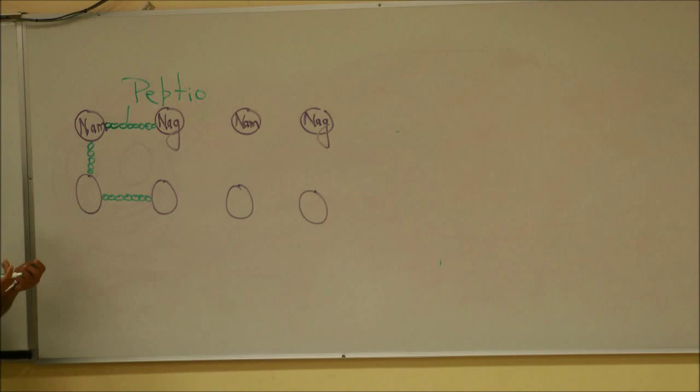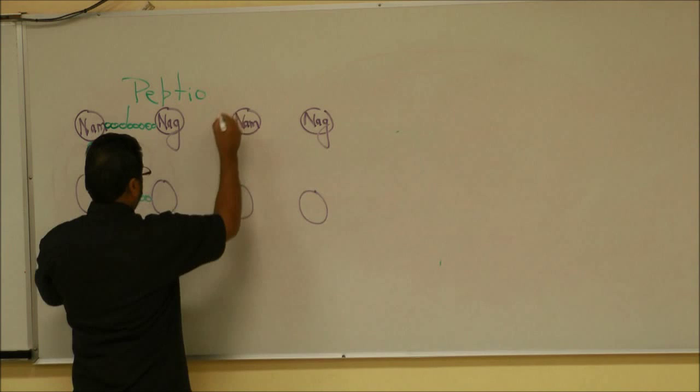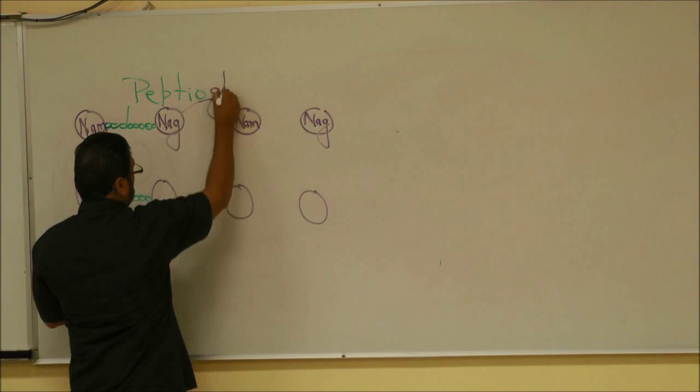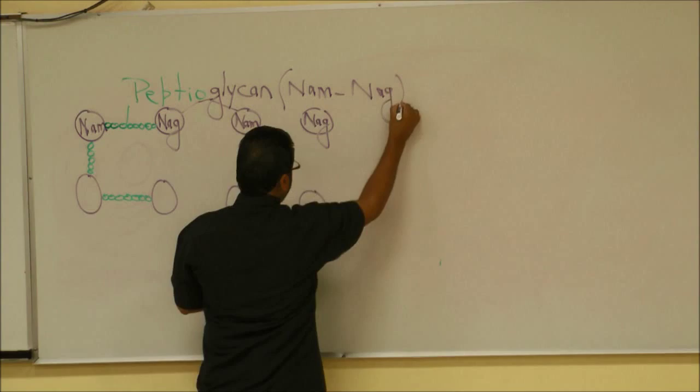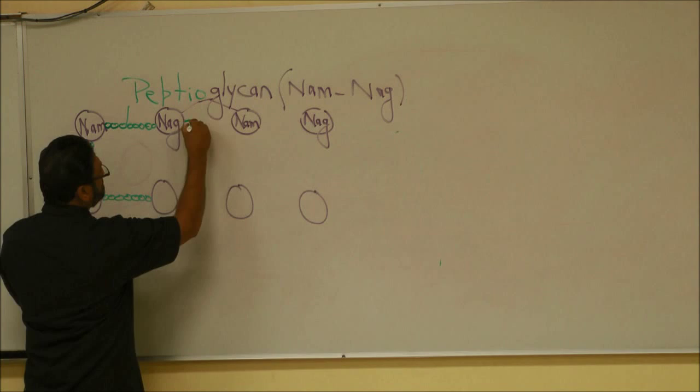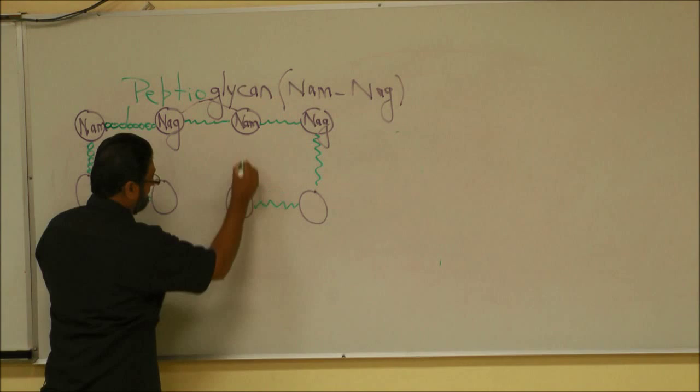And this is your glycan. From here to here is your peptidoglycan. Glycan is made up of two sugars, NAM and NAG. So this is your simplified version of peptidoglycan. Or, as I said, you can just draw a squiggly line, it doesn't matter. This is your peptidoglycan.